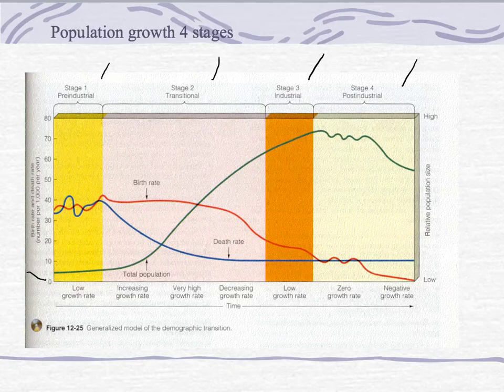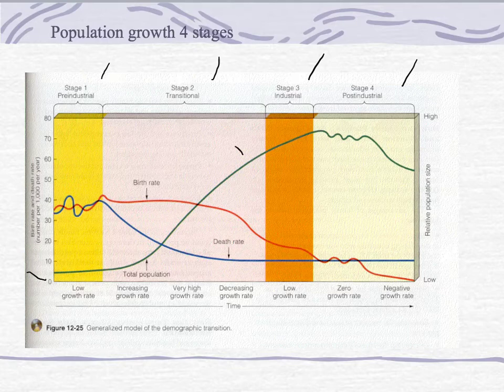In the transitional model, you're going to see our birth rates go up a little bit, but pretty much stay the same, but our death rates are going to go way, way down, and that's going to be because of medicine being introduced, and therefore people are able to live. And then the population's going to explode.